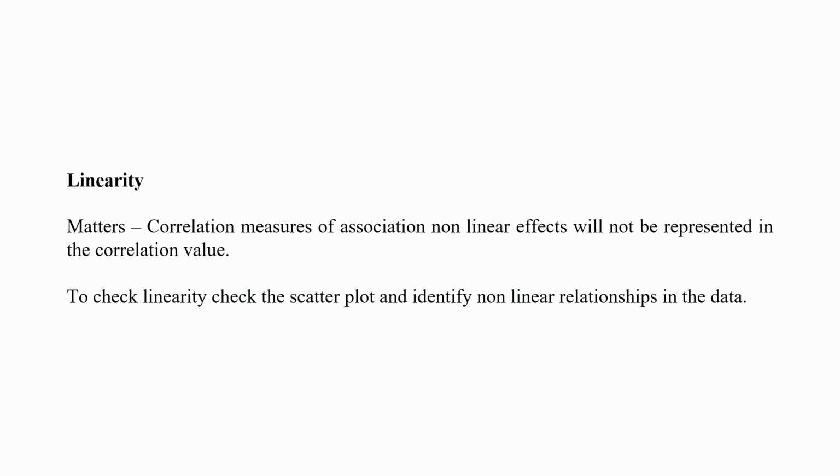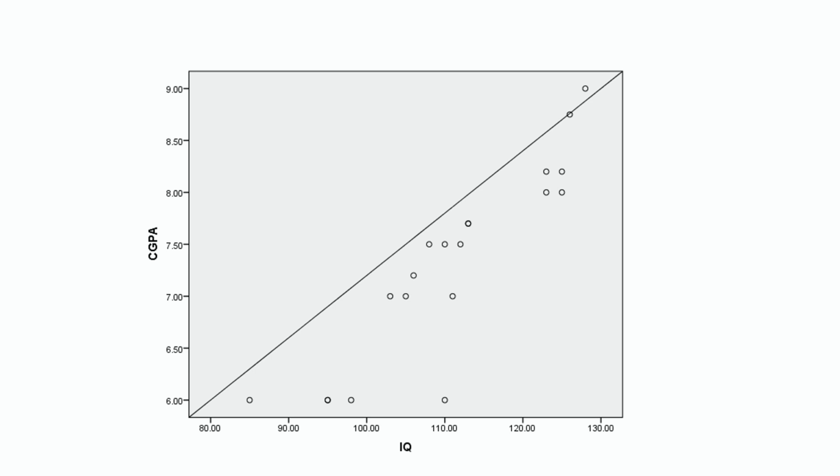So let us see, we have two variables, x and y. When we create a scatter plot and check it with a diagonal line, you can understand how linear the data is: all the observations fall near the line, and if it is scattered, it will not be a linear distribution.